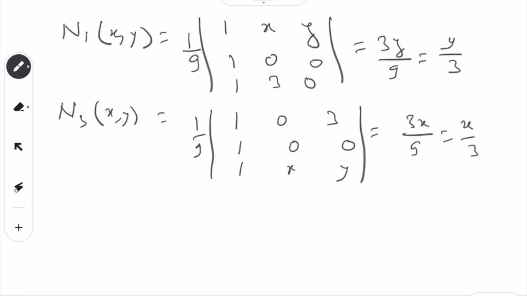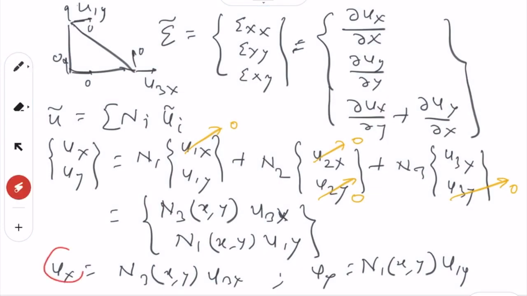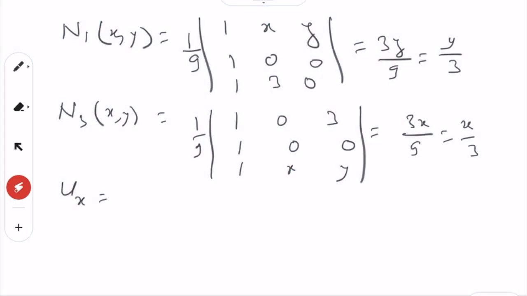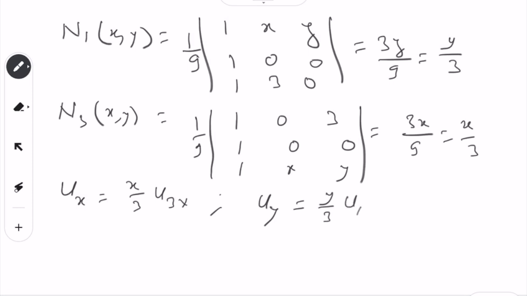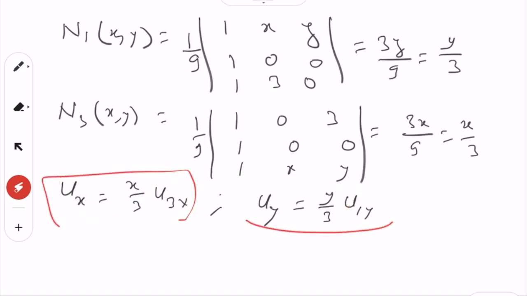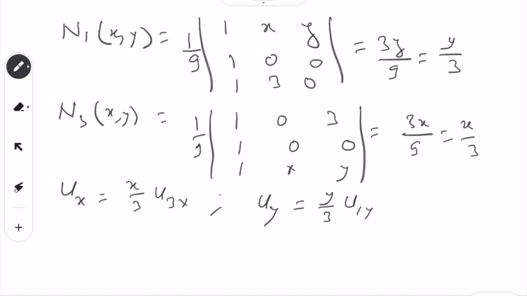So that really means that we can now write ux equal to n3 u3x, and n3 is x over 3, so ux is equal to x over 3 u3x, and uy is equal to y over 3 u1y. So this value is known, this value is known, but this is how it is varying, and from here we can find out values.